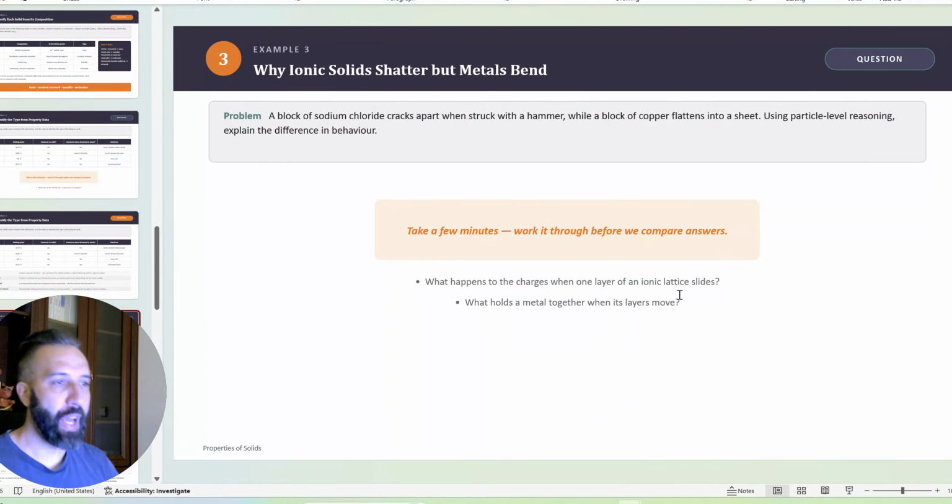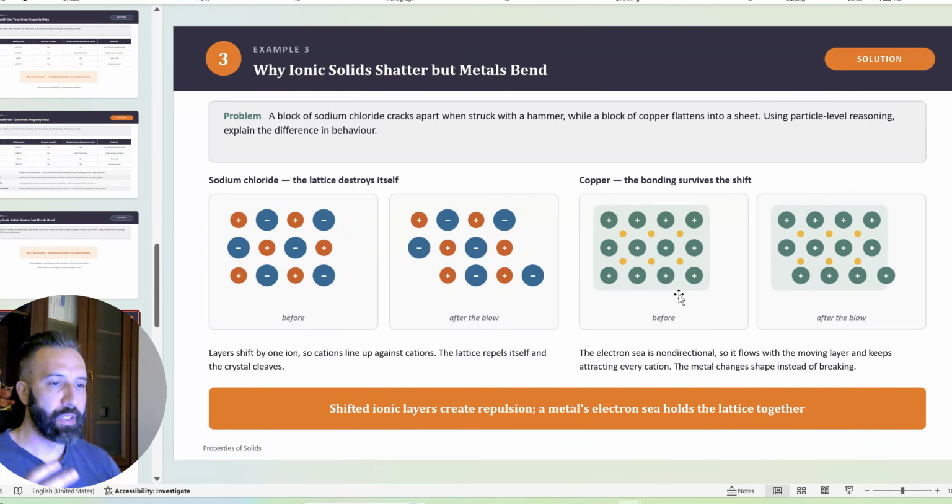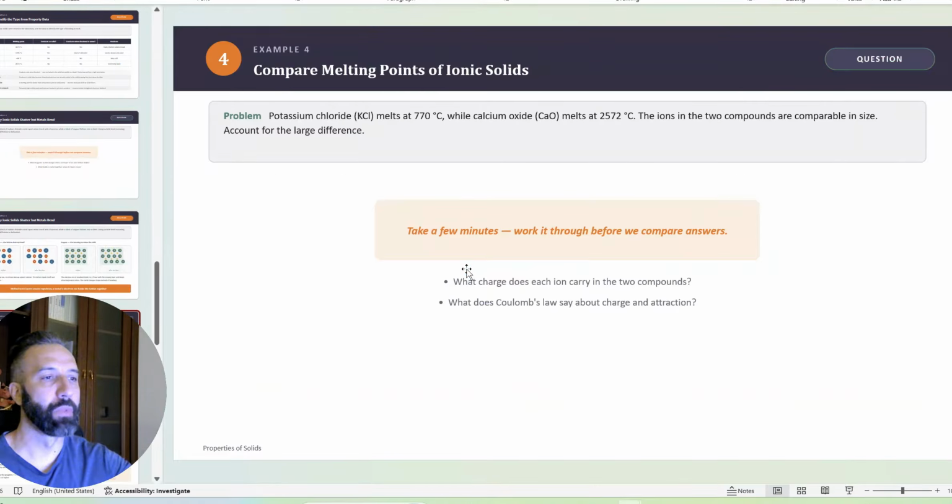Block of sodium cracks when you strike it with a hammer, but copper flattens into a sheet. So copper is a metal. Metals are malleable. They have delocalized electrons overlapping the orbitals. So when you hit them, the layers will move, but they won't break. While in the sodium chloride, if you hit them hard enough and the layers move just a little bit, the Coulomb forces would just break them apart. We discussed all this.